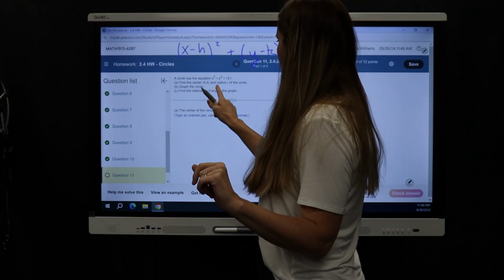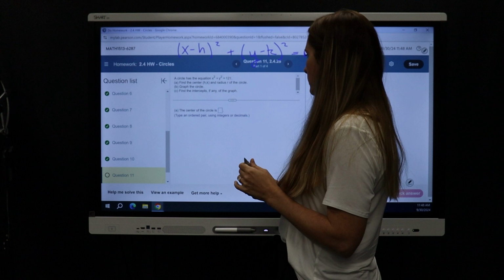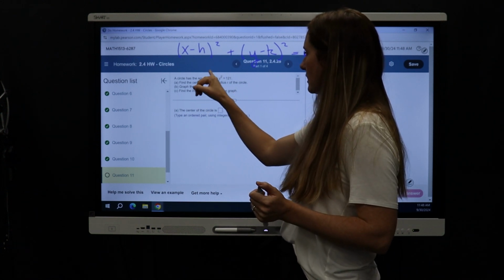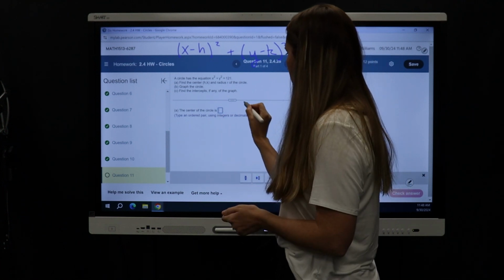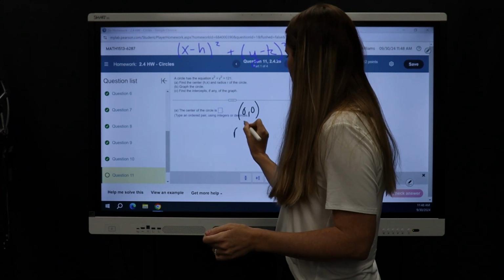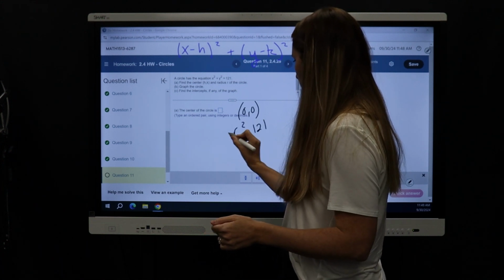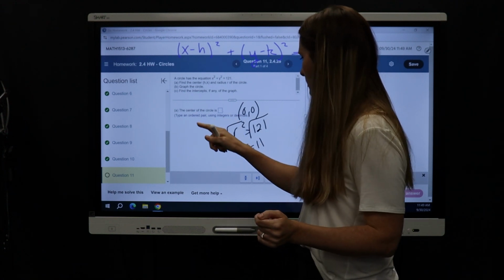Okay. Find the center HK and the radius R of the circle. Graph the circle. Find the intercepts. This one doesn't have an H or a K. It just has x squared and y squared. So our center here is going to be 0, 0. And then our radius squared equals 121. So when you take the square root of that, R equals 11. So let's get that done.